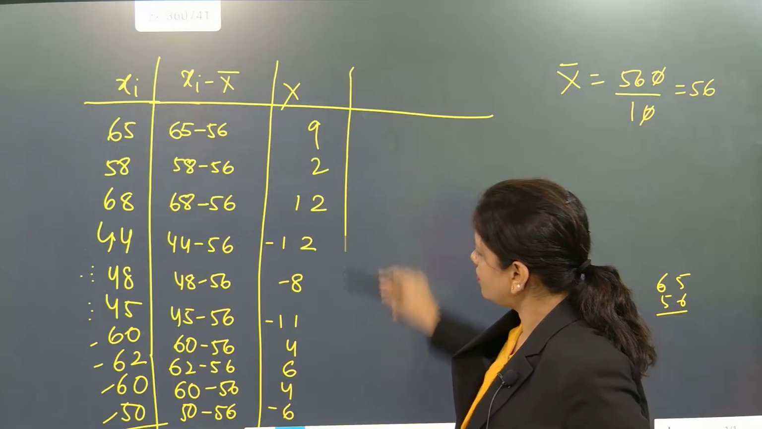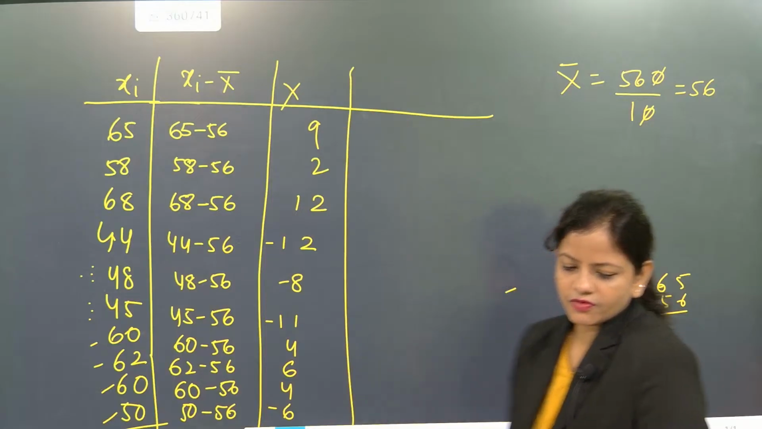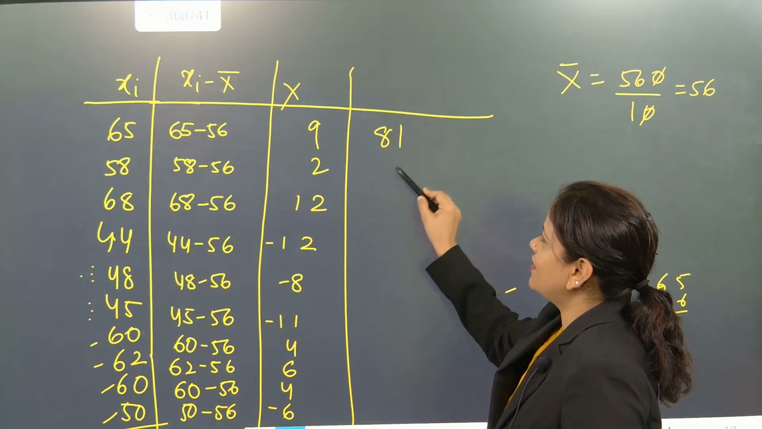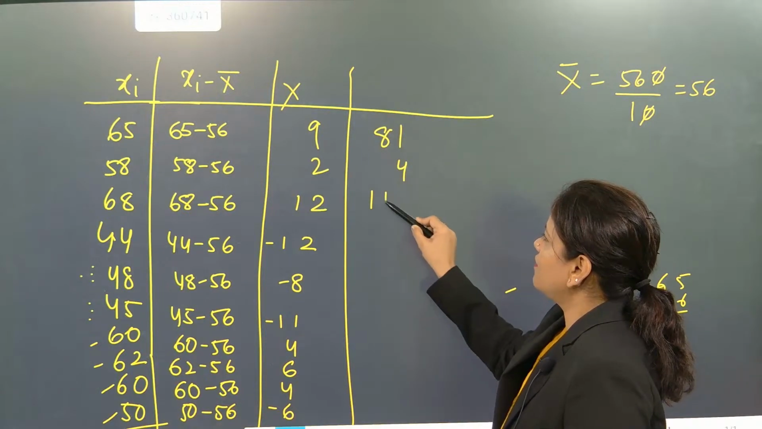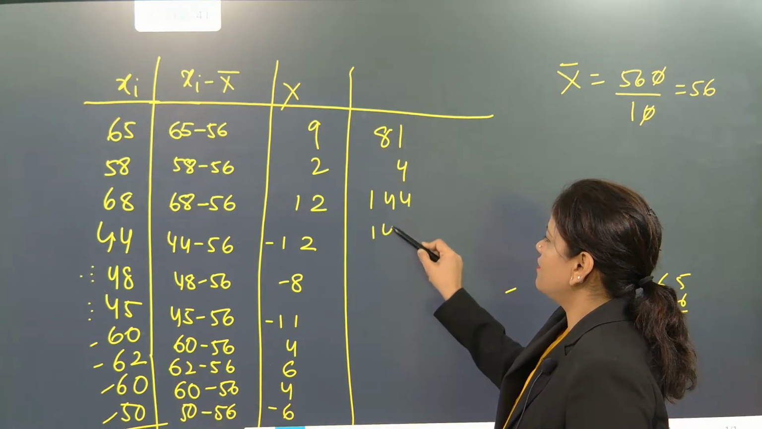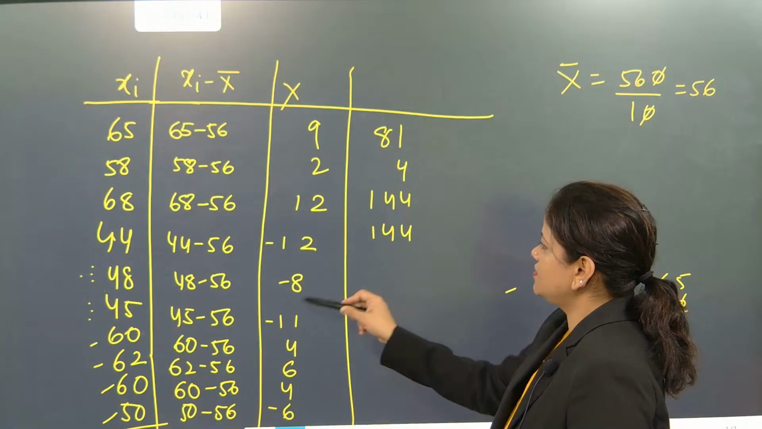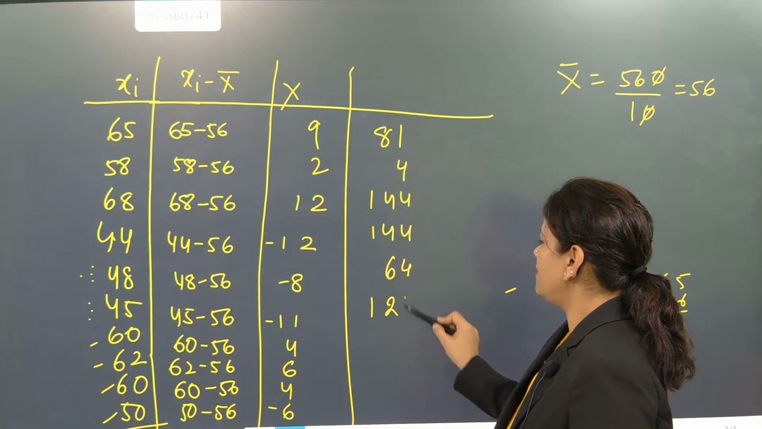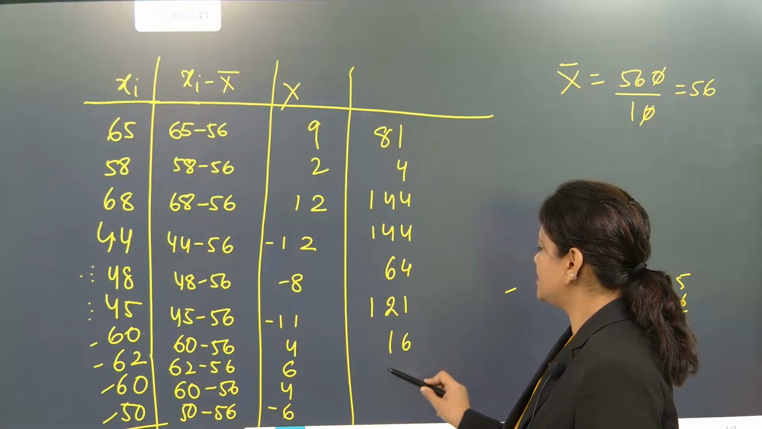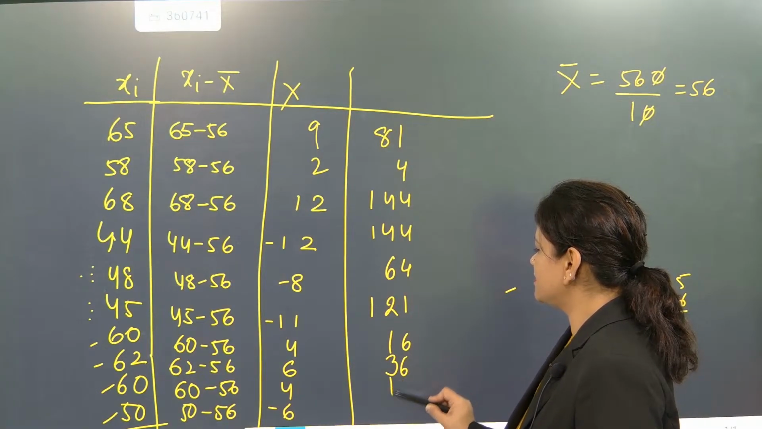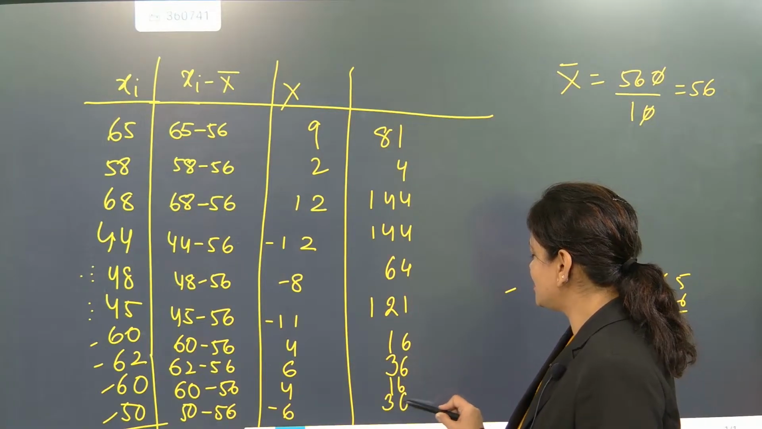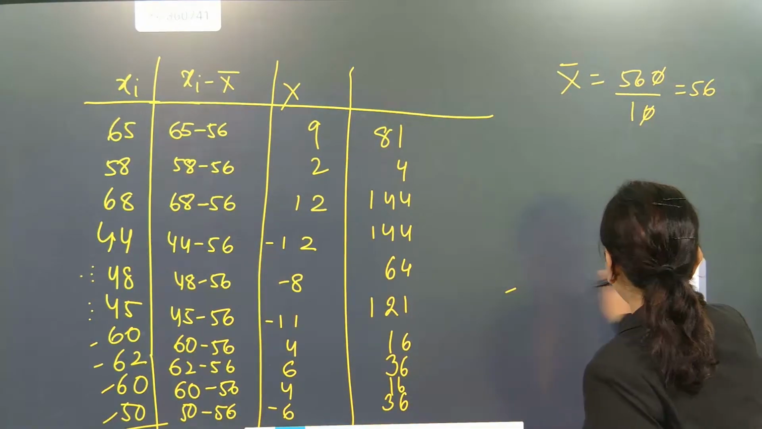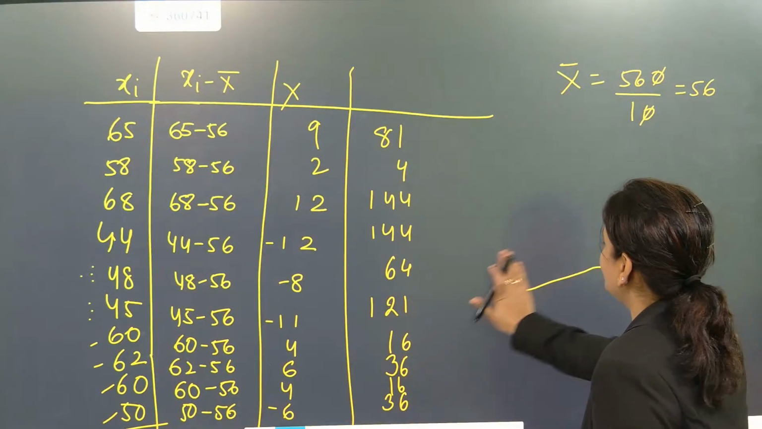Now what we are going to do? Only the square we have to find, right? So here variance squares: 9 9s are 81, 2 2s are 4, 144, 144 like that they will teach you, 8 8s are 64, here 121, 4 4s are 16, 6 6s are 36, 4 4s are 16, 6 6s are 36. Now only I understood why my teacher was telling multiplication is very important.